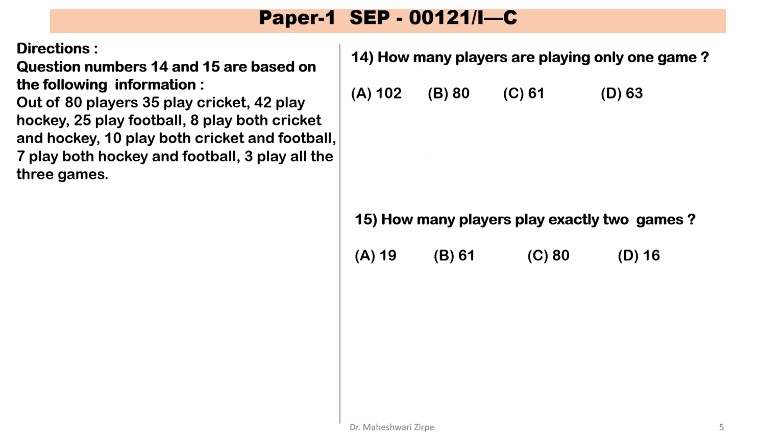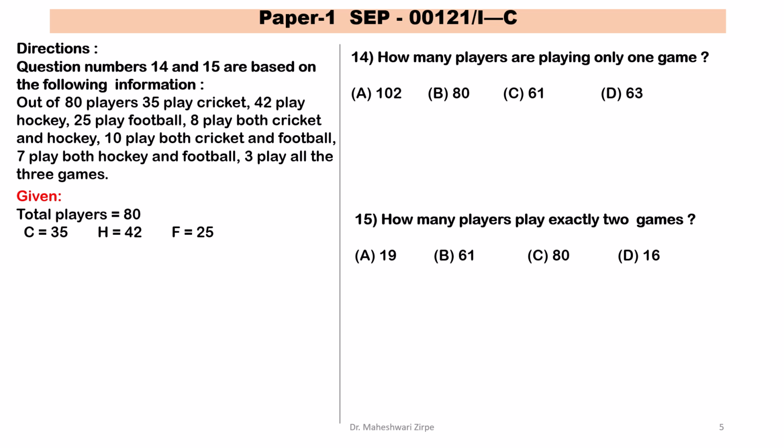Questions number 14 and 15 are based on the information given below. Out of 80 players, 35 play cricket, 42 play hockey, 25 play football, 8 play cricket and hockey both, 10 play cricket and football, whereas 7 play hockey and football. And there are 3 players who play all 3 games. So let us see how we have to solve this. For such types of numericals, you have to first jot down the given data, and then try to solve it using a Venn diagram. Okay, so let us see.